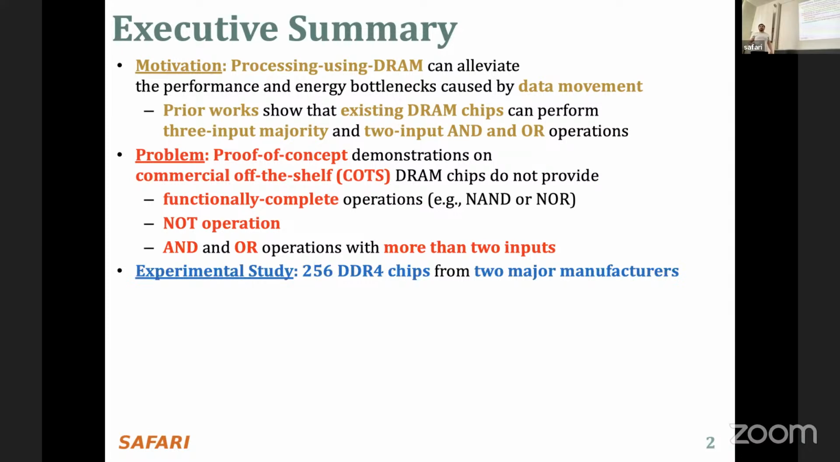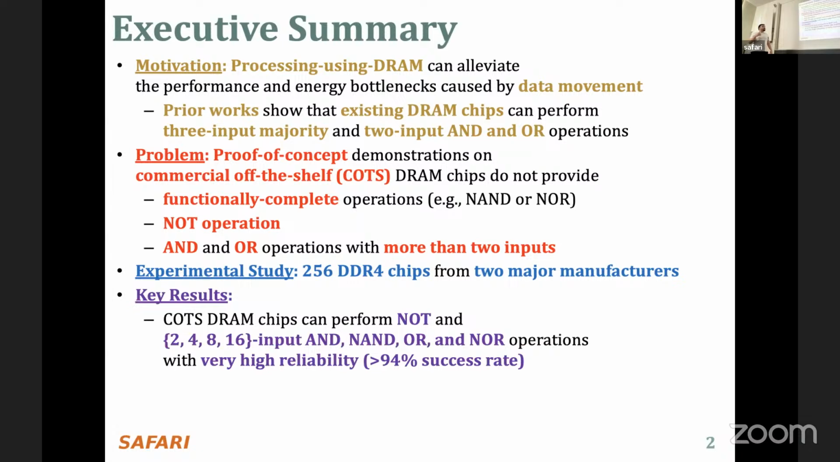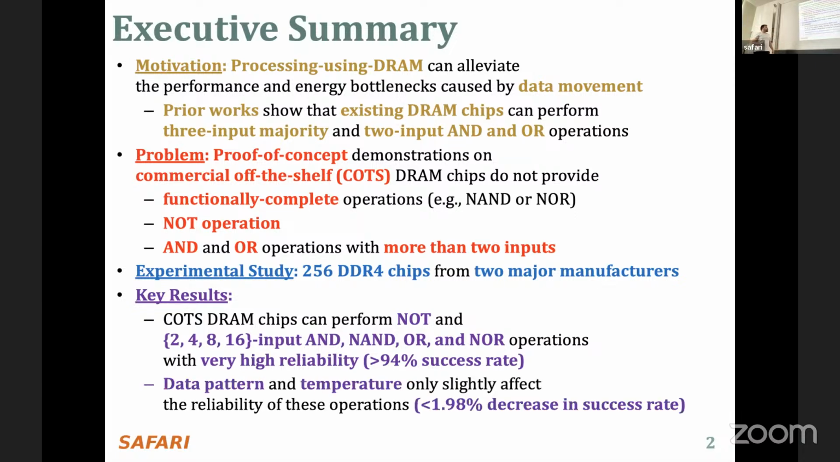In this study, we tested a total of 236 DDR4 chips from 2 major DRAM manufacturers, and here are the key results. We find that off-the-shelf DRAM chips can perform NOT and 2-, 4-, 8-, and 16-input AND, NAND, OR, and NOR operations with a very high success rate, more than 94%. The data pattern that we operate on and the DRAM chip temperature only slightly affect the reliability of these operations, by less than 2%.